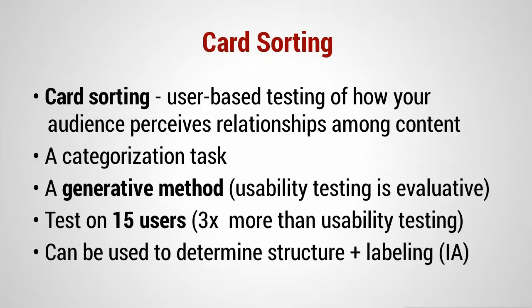When card sorting, you should test on 15 users, which is 3 times more than usability testing. And this is to account for the variance in people's mental models. The great thing about card sorting is it really helps you determine structure and labeling, which is exactly what information architecture is about.